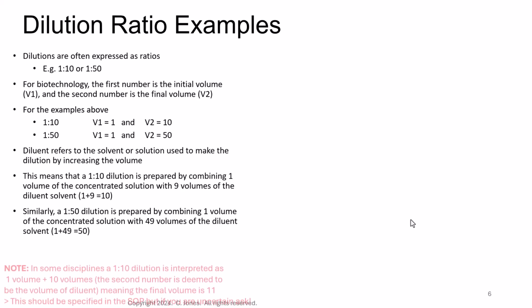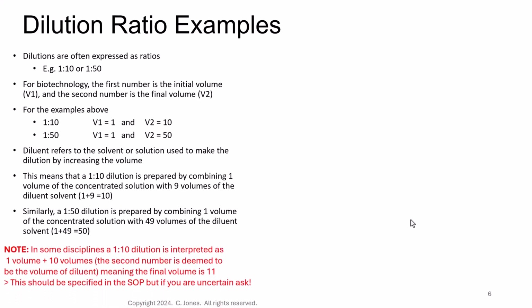But in some rare cases, a 1 to 10 dilution is interpreted as 1 volume of concentrated plus 10 volumes of diluent. So in this interpretation of a 1 to 10 dilution, the final volume is 11. Which way to go and how to make the dilution should be specified in the SOP. It should say 1 mil plus 9 mils. It shouldn't really say make a 1 to 10 dilution. But in research labs, they often say make a 1 to 10 dilution or make a 1 to 50 dilution.